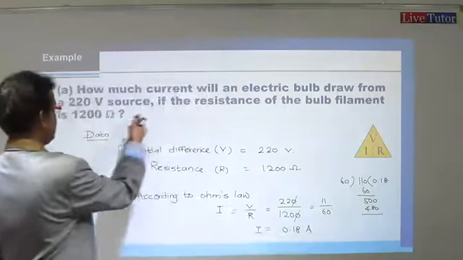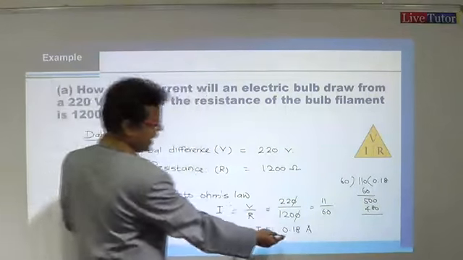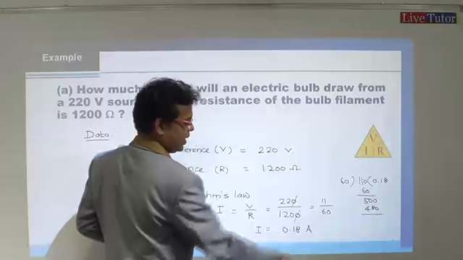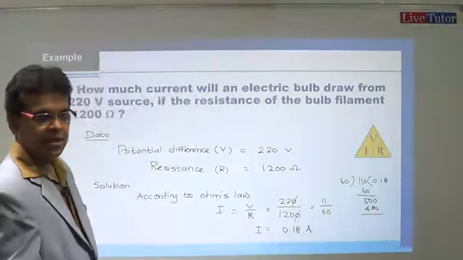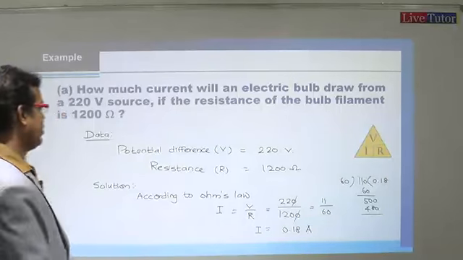Since the digits are given here and we are finding out current, it is a feeble current. So we can take only the first 2 digits, that is enough. 0.18 amps. That is the answer for this question.